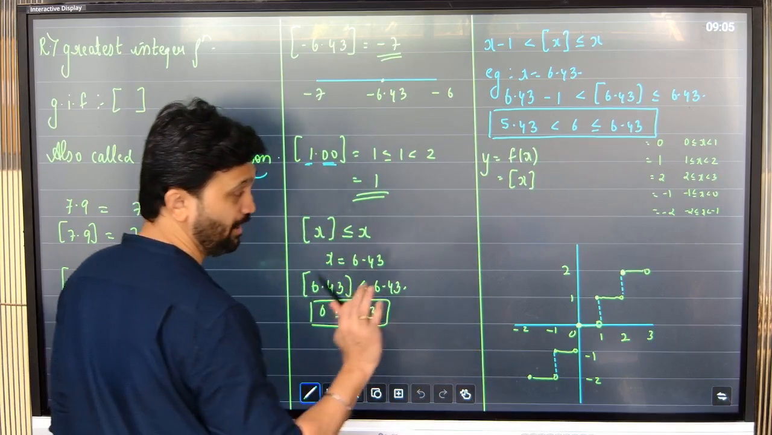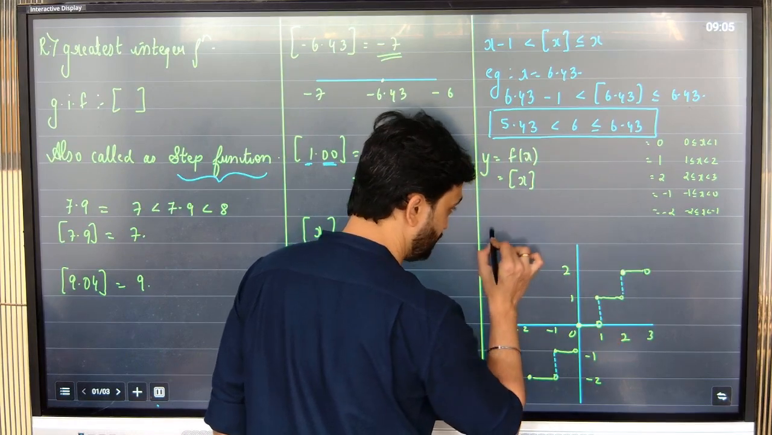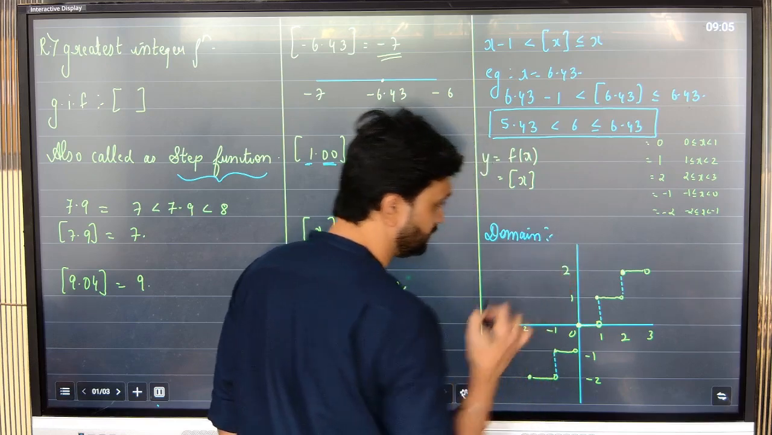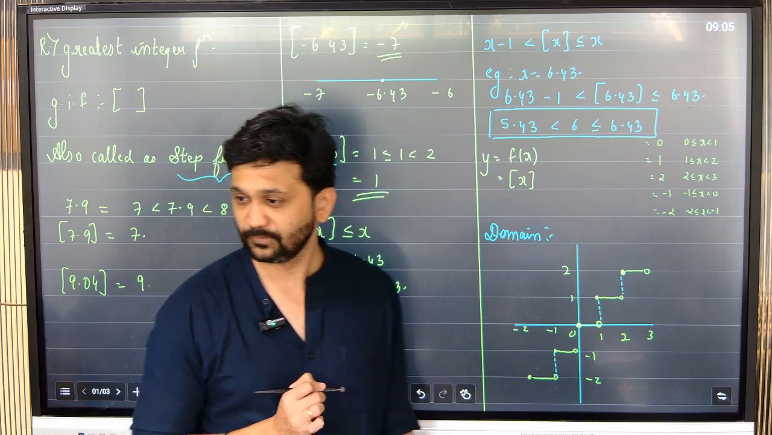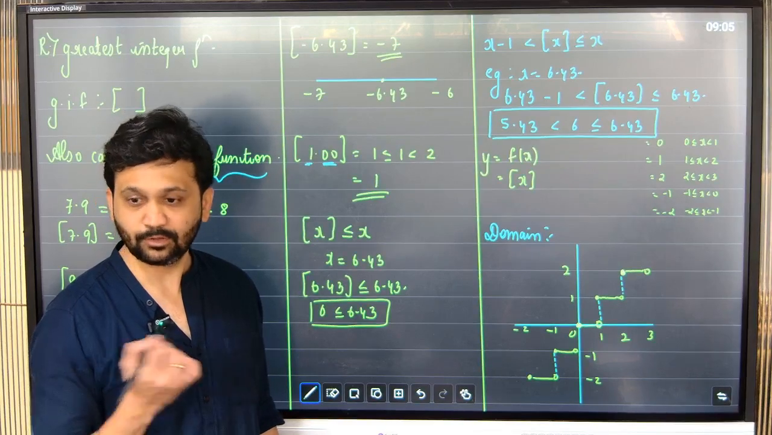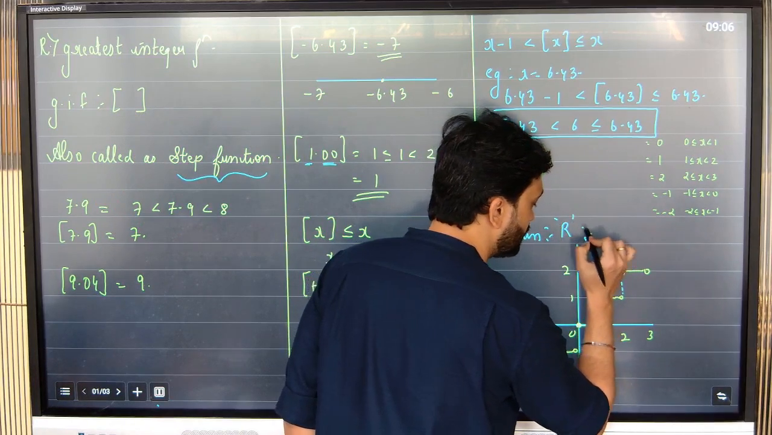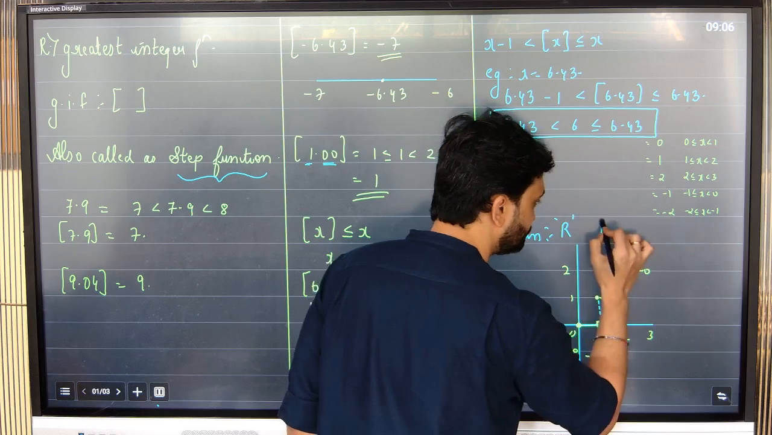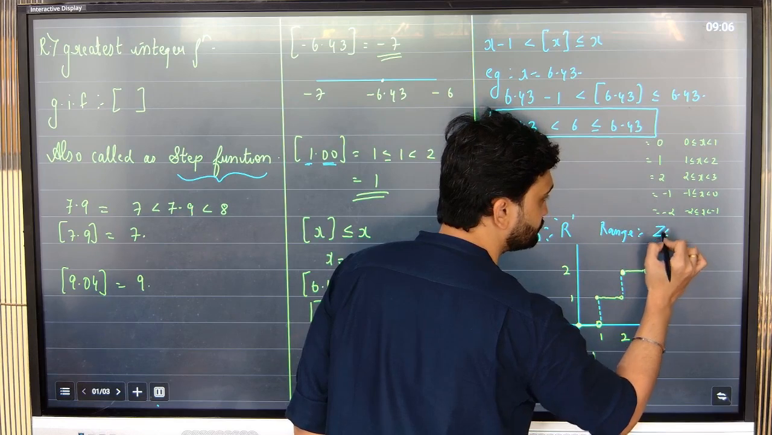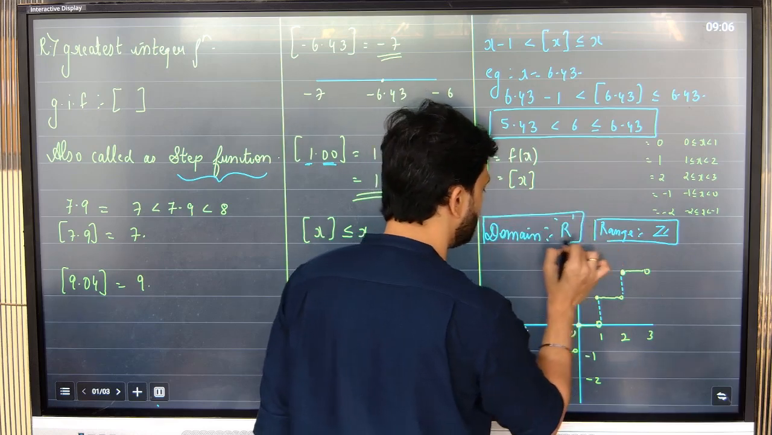Here, in the step function, if I have to ask you, can anyone tell me what will be the domain for greatest integer? What will the domain be? All real numbers. I can use any value of x. Domain will be all real numbers. I can use any value. Can you tell me what will be the range? Integers. So domain is all real numbers and range is integers.